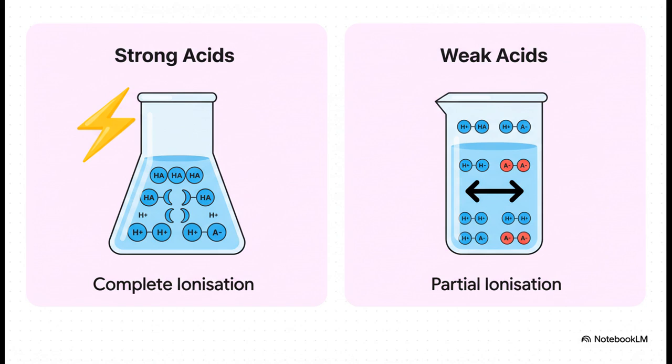Boom, all at once. But with a weak acid, like the ethanoic acid you find in vinegar, it's a totally different story. Only a tiny fraction of the molecules actually ionize at any given moment. And what that means is, for the exact same concentration, a strong acid will have way more H+ ions floating around, and so it'll have a much, much lower pH.